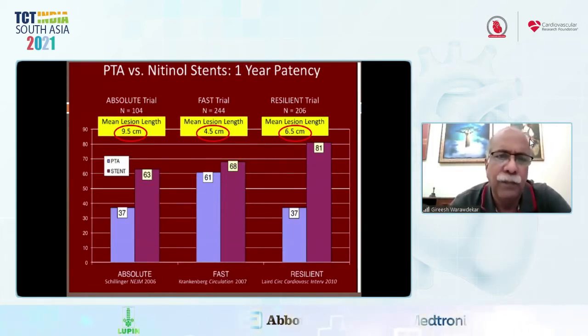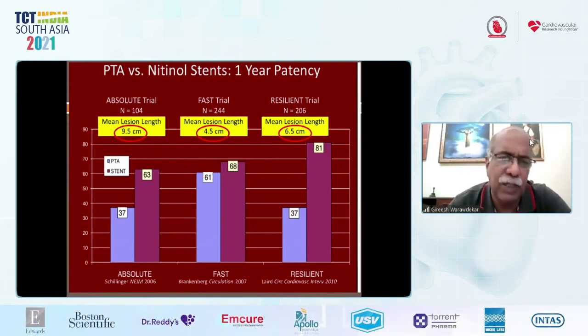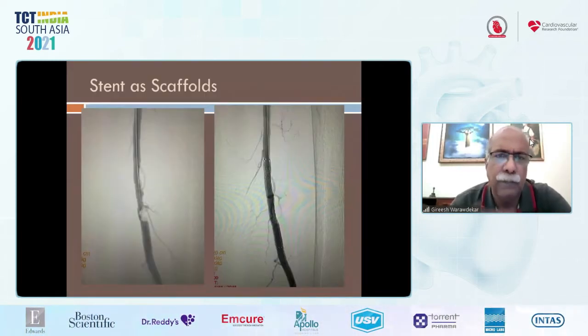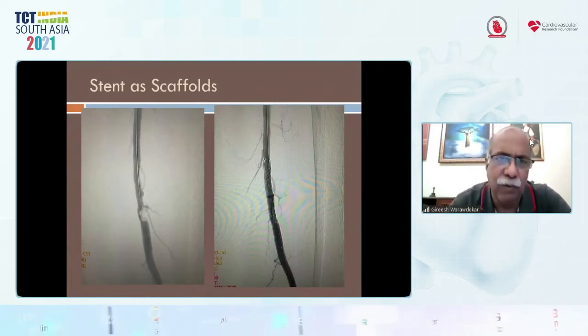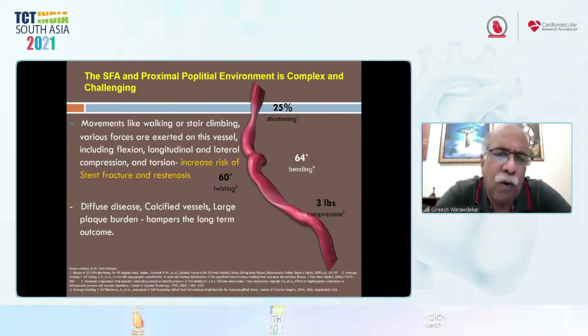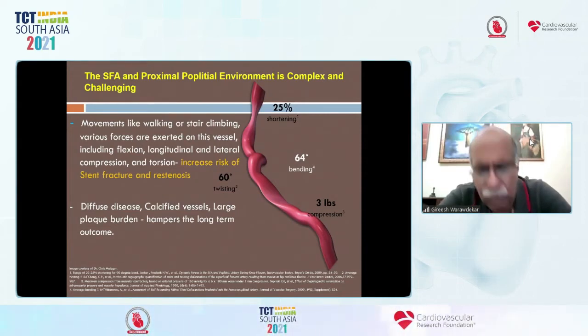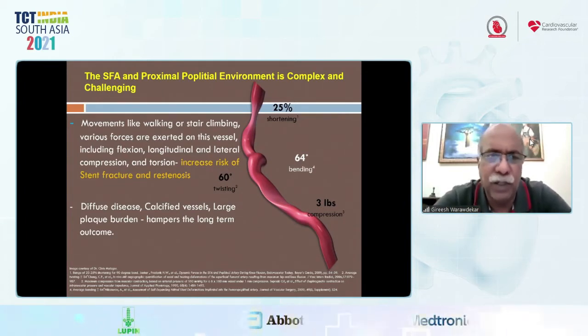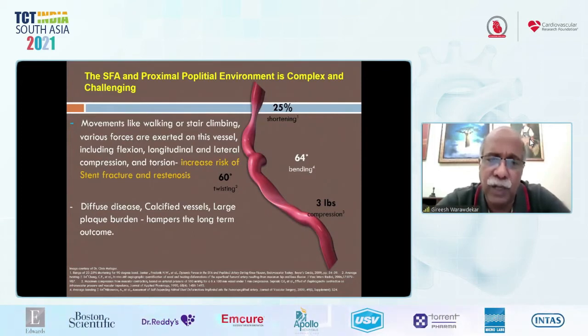If you see the different trials between simple PTA and stenting, there was a significant difference between just PTA and stents. However, we used stents as a scaffold. But there is a tremendous movement that occurs in the superficial femoral artery. Movements like walking or climbing upstairs cause various forces to be exerted on the SFA, which include flexion, longitudinal and lateral compression, torsion, and increased risk of stent fracture and restenosis.